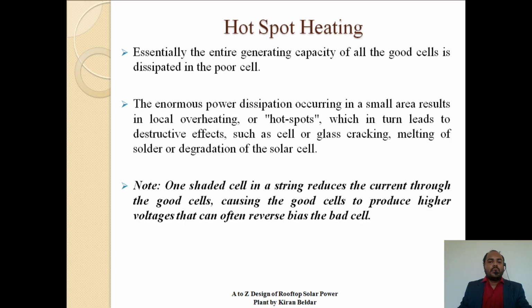There is one point to note: one shaded cell in a string reduces the current through the good cells, causing the good cells to produce higher voltage that can often reverse bias the bad cell, basically.